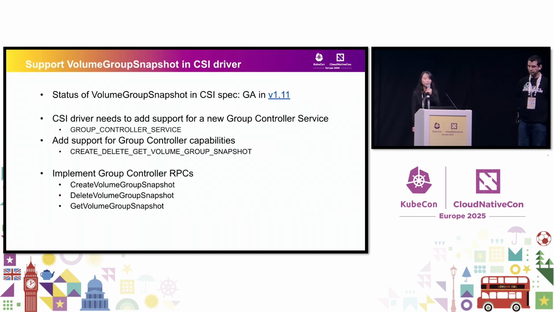To support this feature, we also added volume group snapshot definition in the CSI spec. This feature in CSI spec moved to GA in the CSI spec 1.11 release. CSI spec does not have a beta phase. We added a new group controller service and a new capability. We added 3 new RPCs: create, delete, get volume group snapshot. In order to support this feature in a CSI driver, a storage vendor will need to implement this new controller service and the new RPCs.